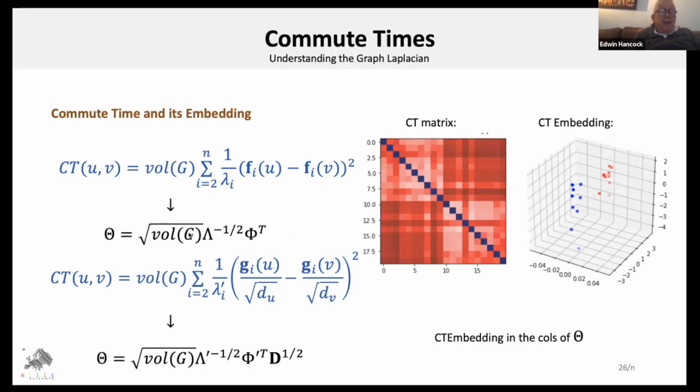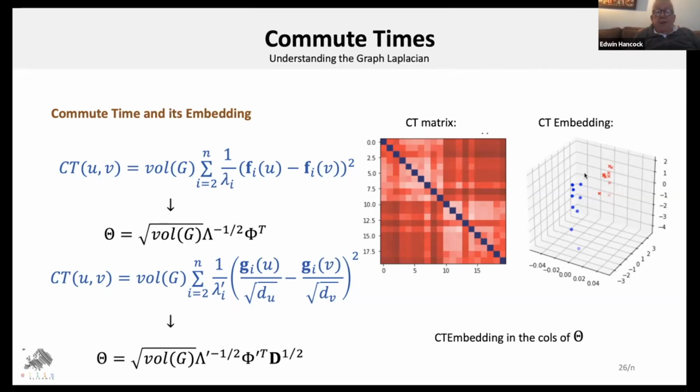And so the embedding is given by the square root of the volume of the graph times the pseudo inverse of the eigenvalue matrix of the Laplacian. So that's the inverse discarding the zero eigenvalues, times the transpose of the eigenvector matrix.